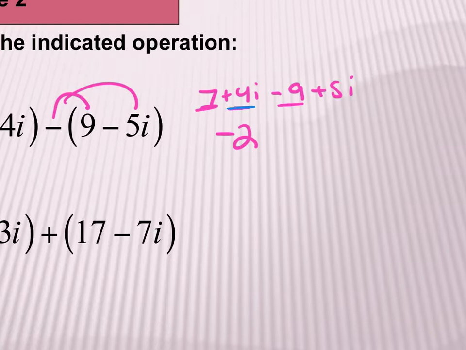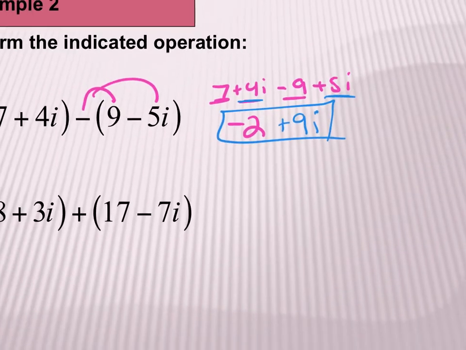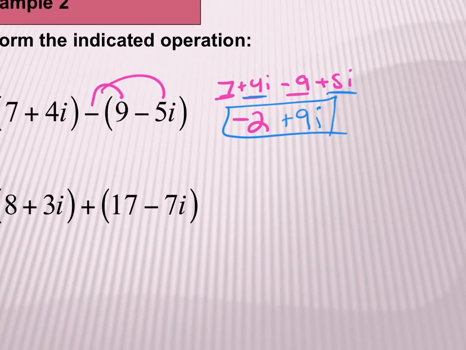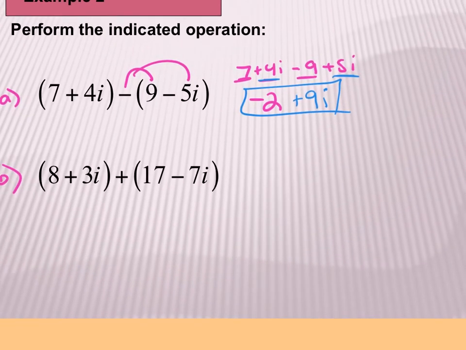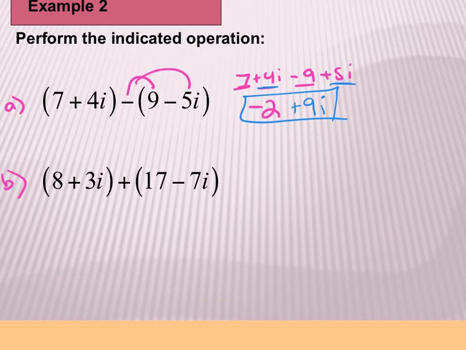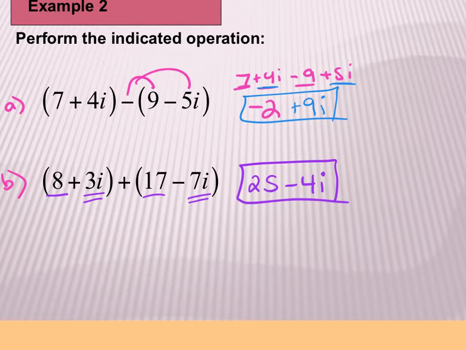Positive 4i, positive 5i would be a positive 9i. Standard form says put the real part first, imaginary part second. Okay, B, I don't even have to change any signs. I'm just going to combine my like terms. So 8 plus 17 is 25. And then 3i minus 7i is minus 4i. Super easy, and yet every year somebody forgets to distribute that negative. Don't do that. Don't be that person. Okay.